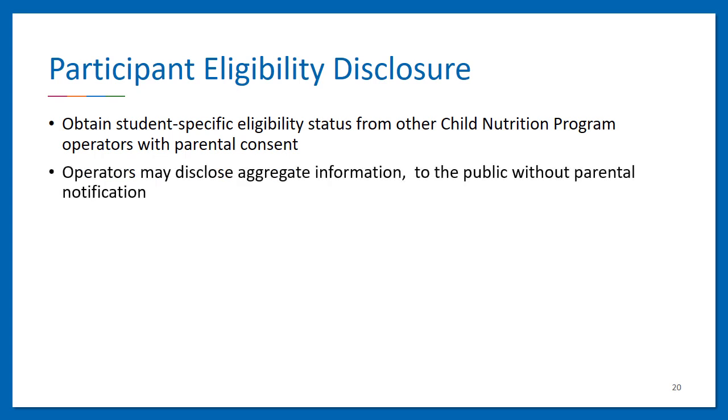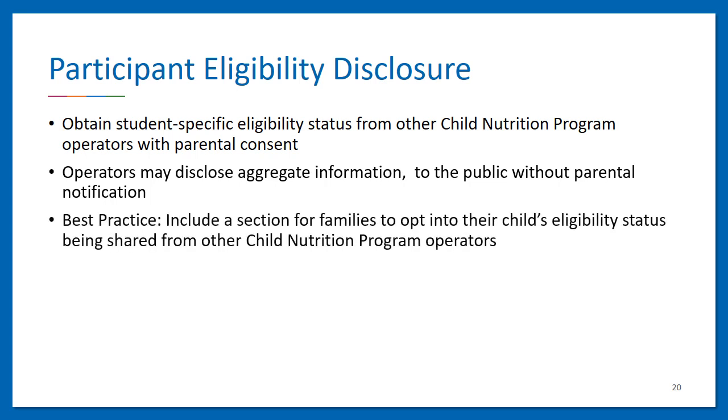However, when release is limited to a participant name and eligibility status, the release needs to be made with informed consent by the parent or guardian. It is best practice to include a section on enrollment documentation for families to indicate that it is acceptable for the sponsor to obtain the participant's free or reduced price meal eligibility status from another child nutrition program operator. This can then be shared with the appropriate child nutrition program operators to show the parent or guardian has given informed consent.